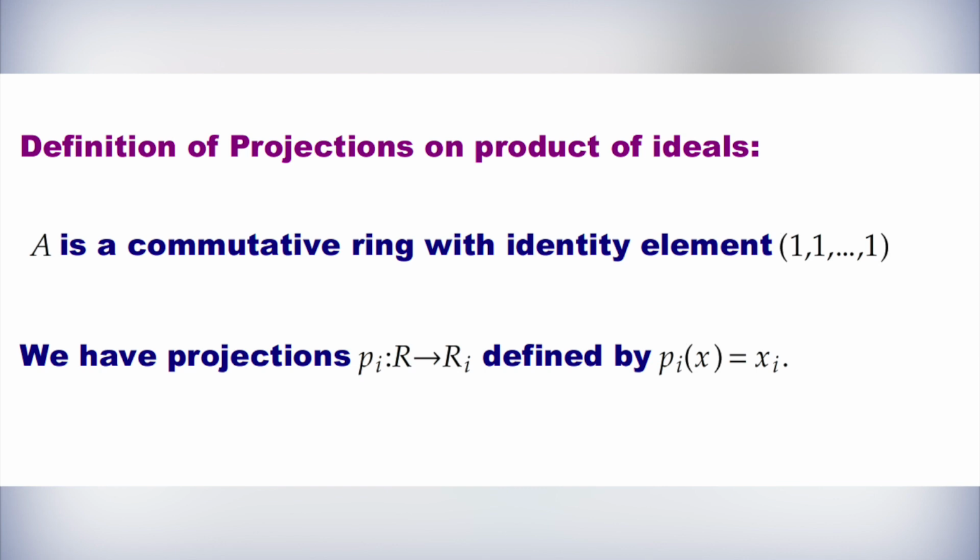And the definition of projections on the products of ideals. R is a commutative ring with identity element 1, 1, 1, and so on. We have projections Pi from R to Ri defined by Pi of x is equal to xi.